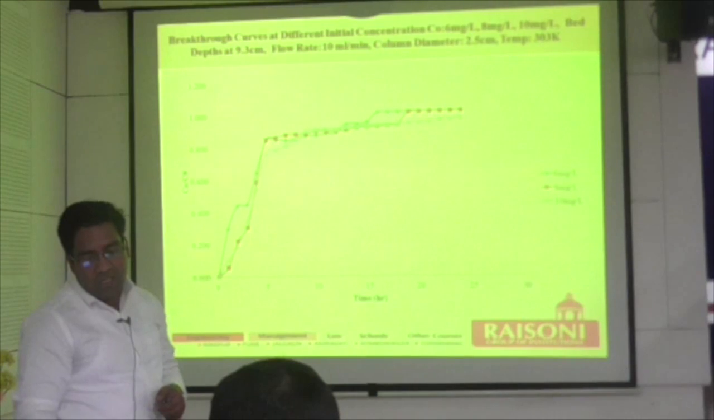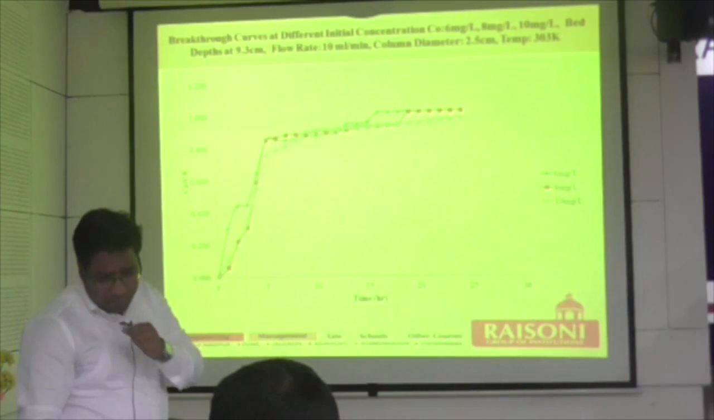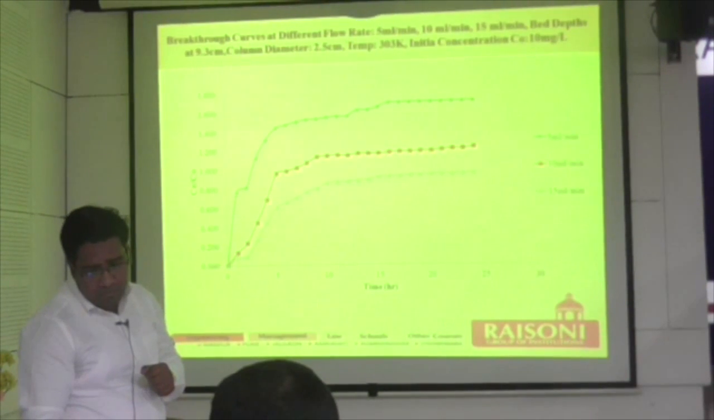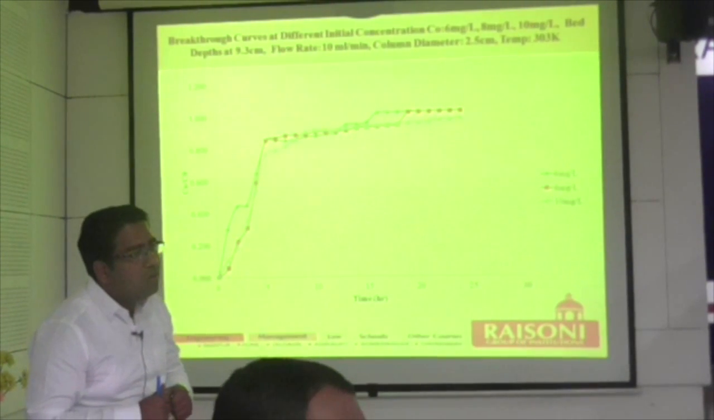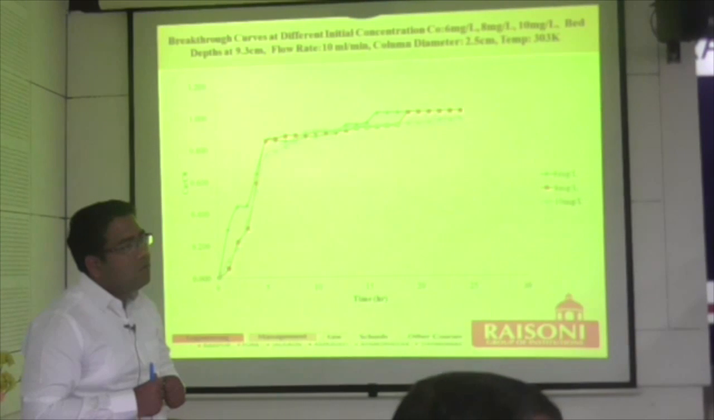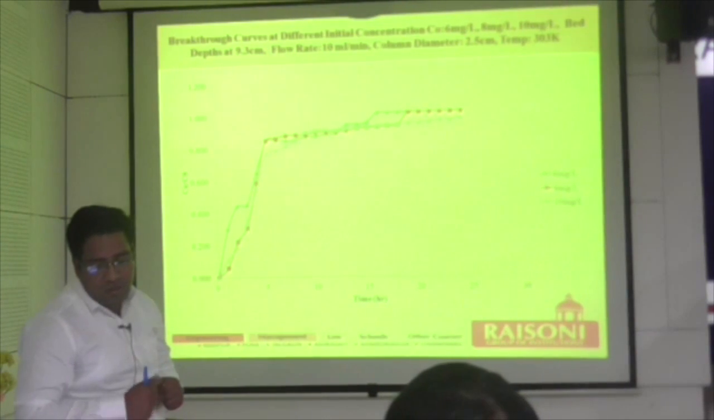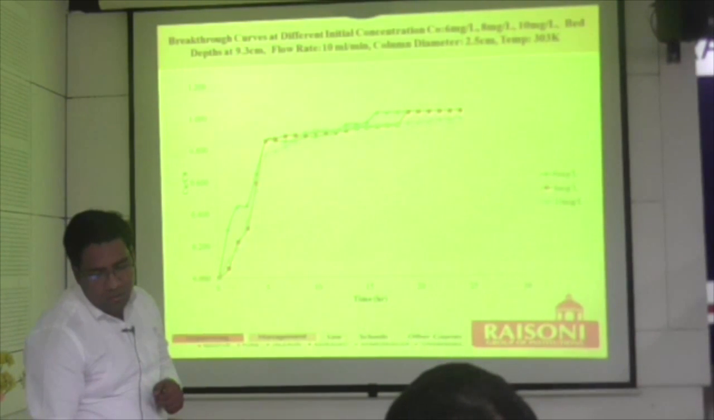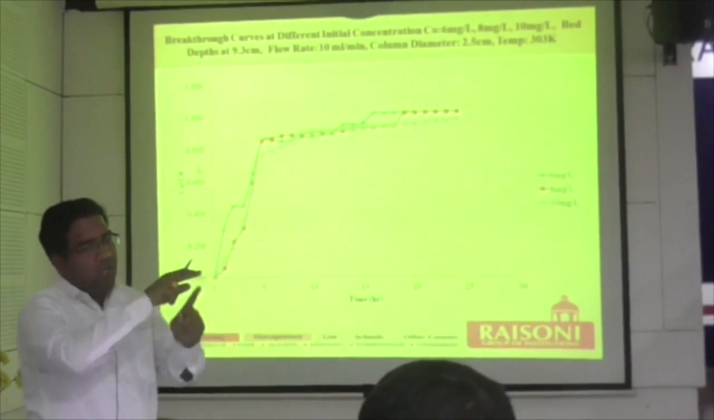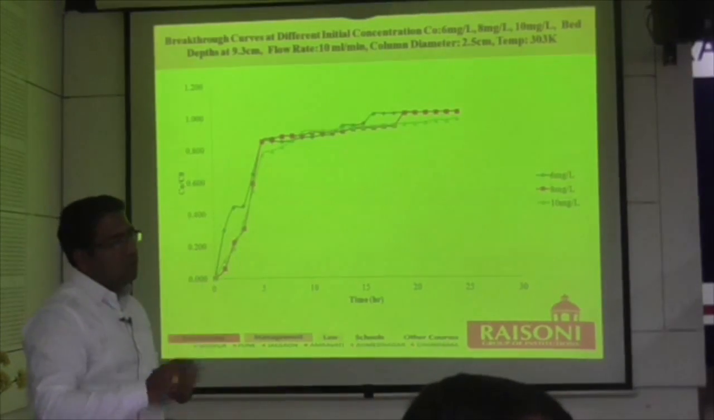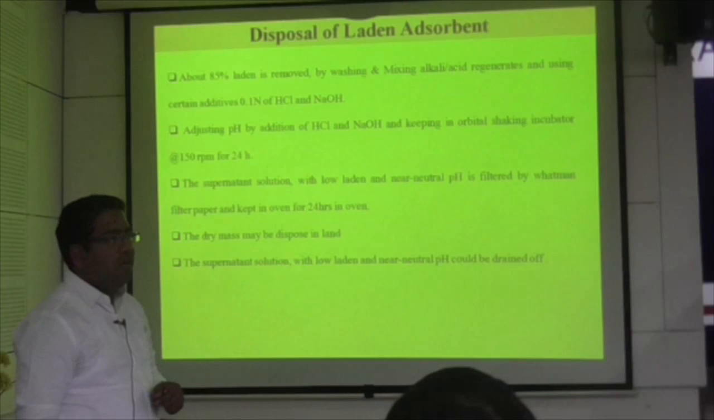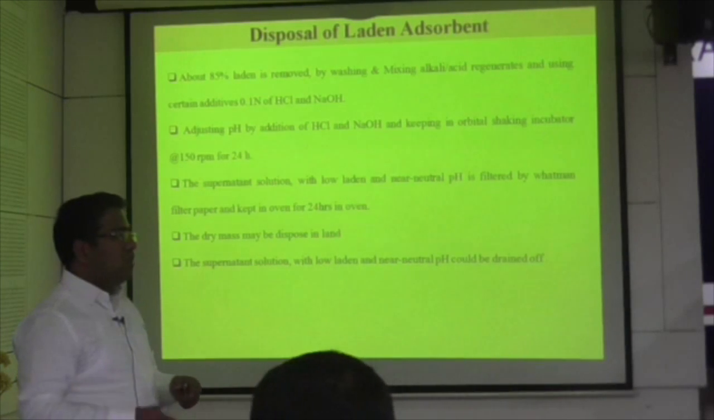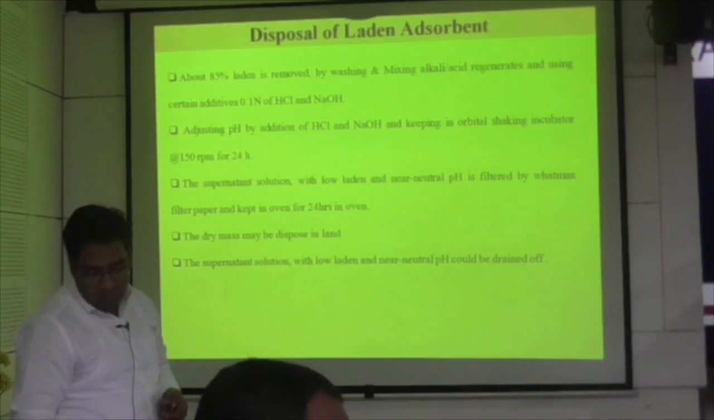Then the breakthrough curve for initial concentrations. What is the basis of the breakthrough? When you say it is breakthrough, is there any standard for breakthrough? See, you are just plotting C over C0, at 0.9. I'll just plot C over C0. Okay. Then disposal of laden material. This is a very big problem, but once again.